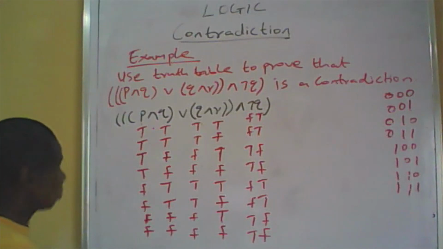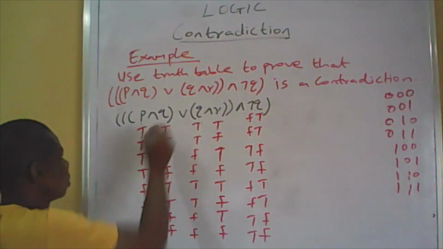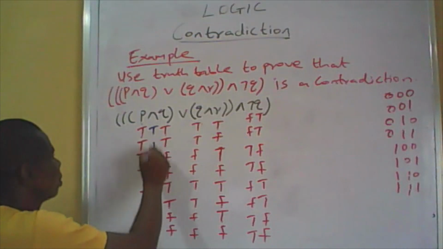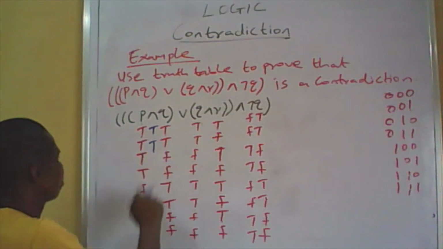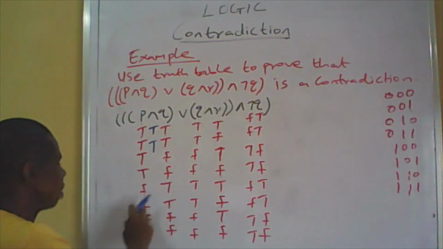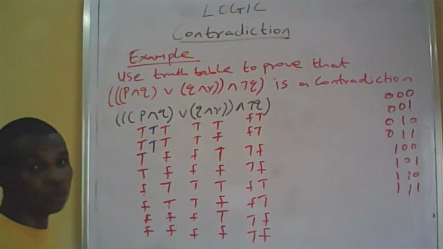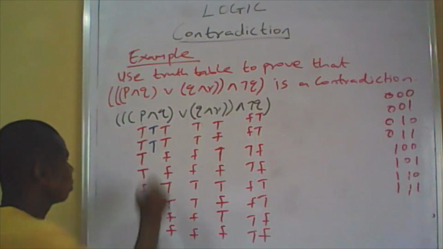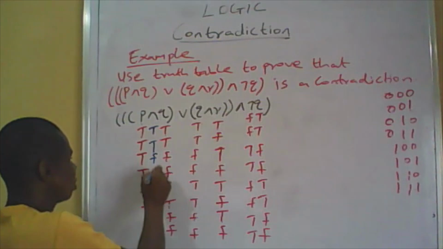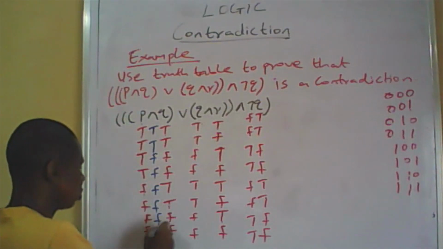So it is T. You have T, it is T. TF, no. TF, no. FT, no. FT, no. FF, no. FF, no. So the rest, they're going to be false. So here is false, here is false, here is false, here is false, here is false, here is false.